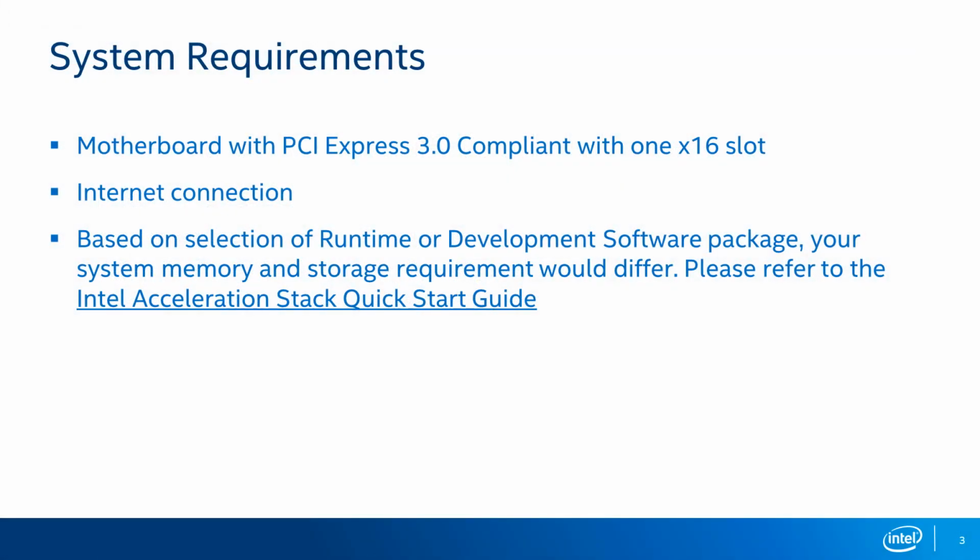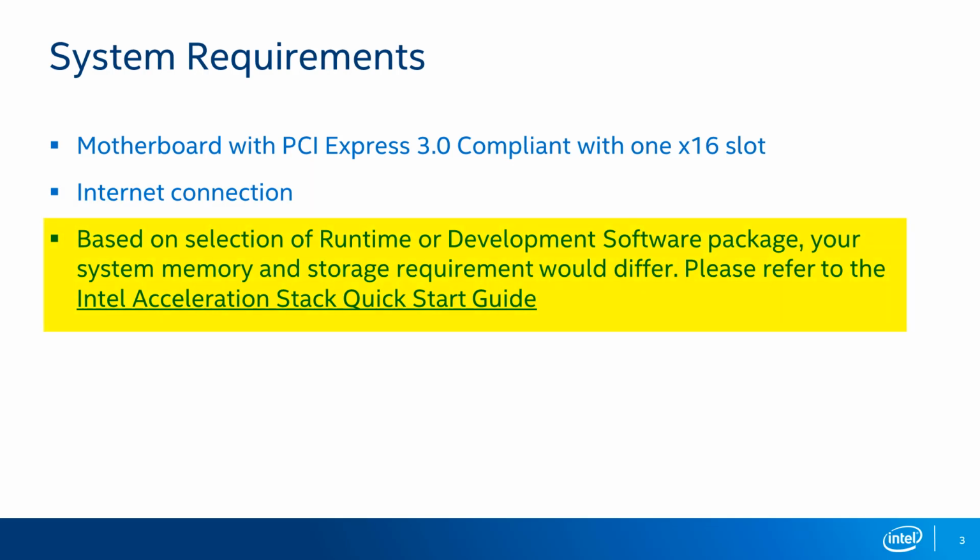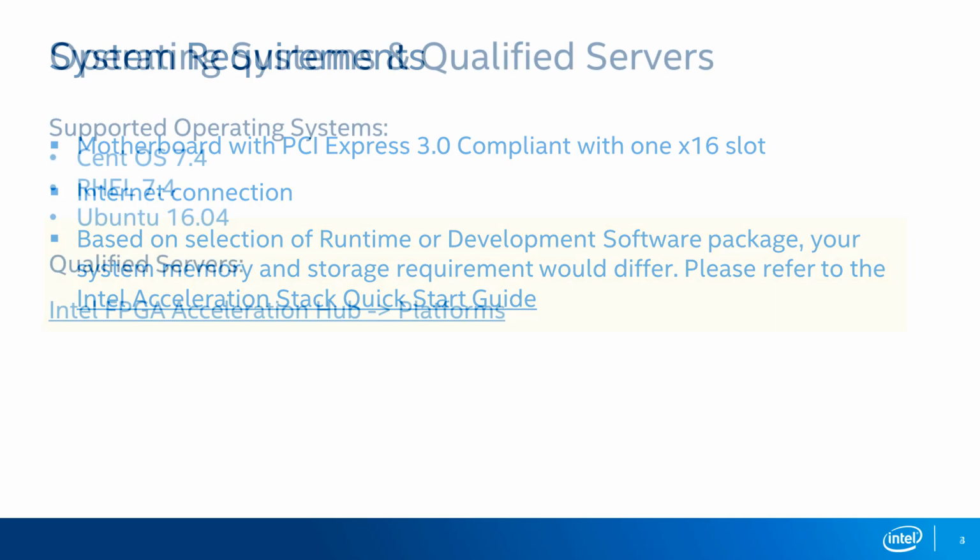The following are the system requirements you must take into consideration before installing the Intel PAC with A10 GX into a server. You will need a motherboard with a 16-lane PCI Express 3.0 compliant slot. The card has space, thermal, and power requirements that are outlined in the datasheet. Internet access is required when installing the software stack. Based on the selection of runtime versus development software packages, the system requirements for memory and storage will vary. Refer to the Quick Start Guide for this information.